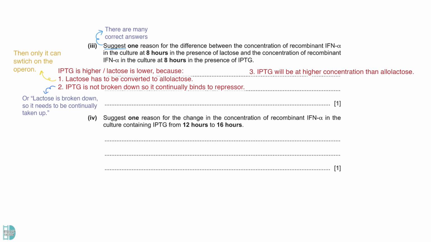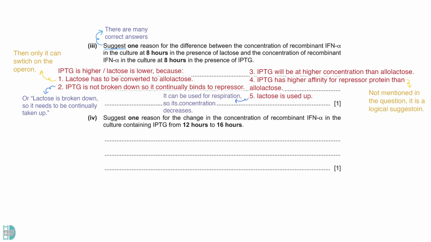The next point is a logical guess. IPTG may have a higher affinity for repressor protein than allolactose. Since lactose can be used as a respiratory substrate, it can be used up. Its concentration would keep decreasing inside the cell. Lastly, there may be more IPTG entering the cell compared to lactose.